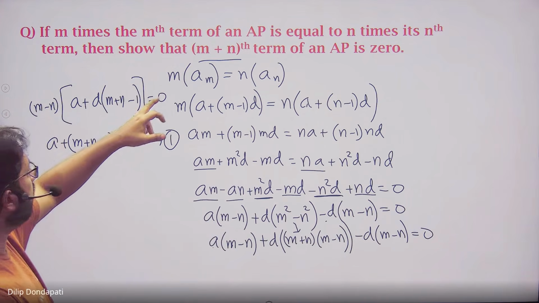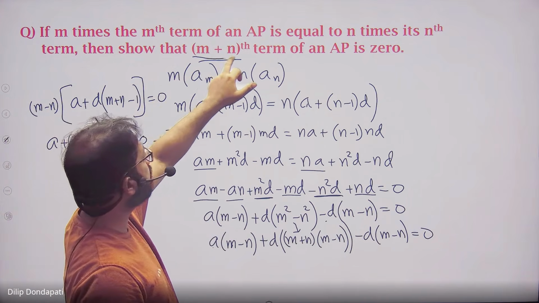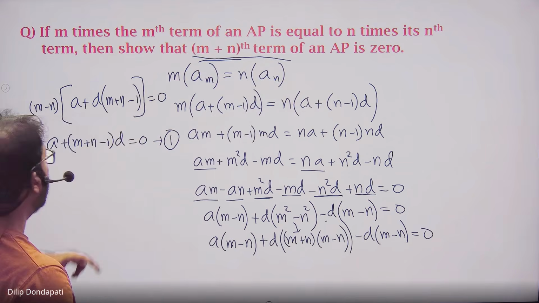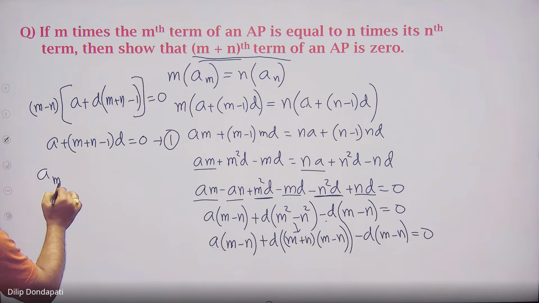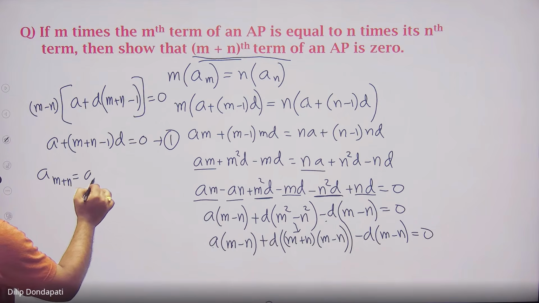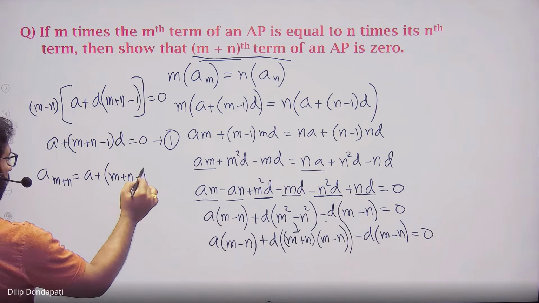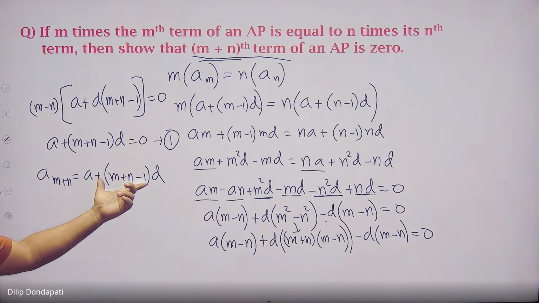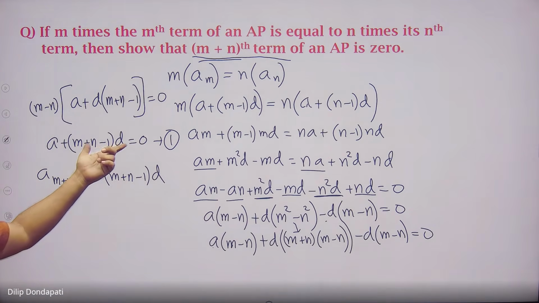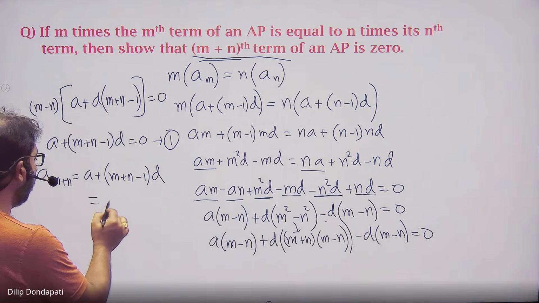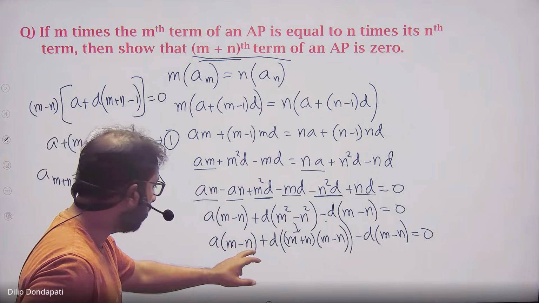Okay, now what is he telling? He is telling us to prove that the m plus nth term is 0. Okay, what is the m plus nth term? The formula will be a plus m plus n minus 1 into d. Sir, I have one doubt. Tell me. In this step, you take m minus n as common, right? What will remain? a plus d into m plus n.